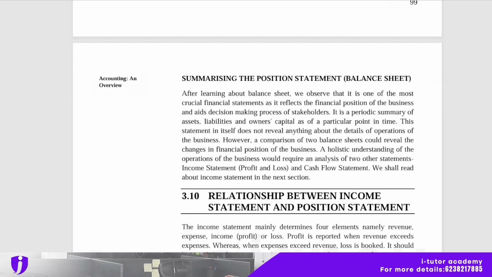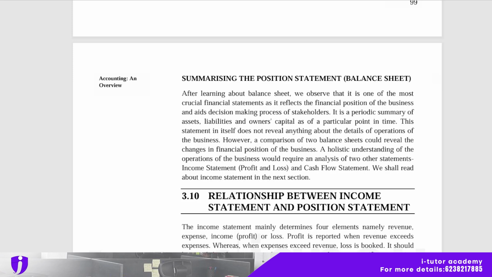And summarizing the position statement, that is the balance sheet. After learning about the balance sheet, we observe that it is one of the most crucial financial statements, as it reflects the financial position of the business and aids the decision making process of shareholders. It is a periodic summary of assets, liabilities and owners' capital as of a particular point in time. This statement in itself does not reveal anything about the details of operation of the business. However, a comparison of two balance sheets could reveal the changes in financial position of the business.